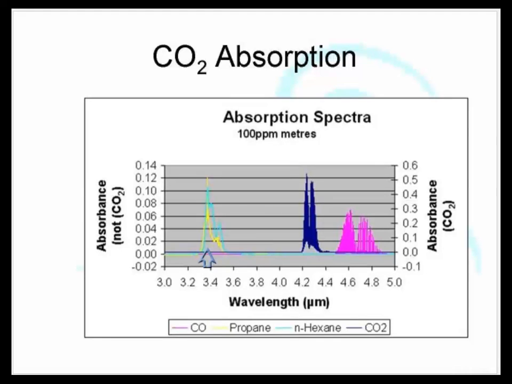So if we shine a light through the gas and we look to see what's being absorbed, we can from that work out what's in the gas, and we can work out what's going up the chimneys. Nowadays, the Environmental Protection Agency are very keen to make sure that we don't put lots of nasty stuff up the chimneys.